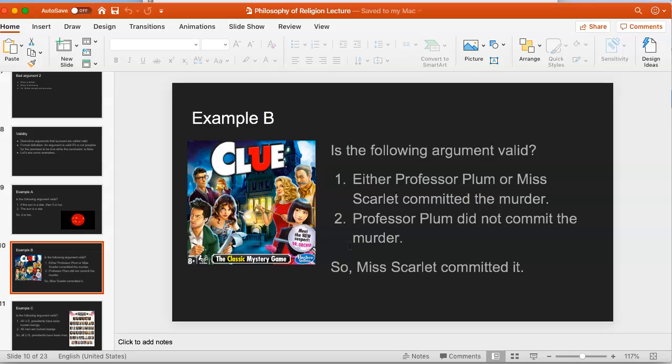Again, seems fairly straightforward. The first premise gives us two options. The second premise rules out the first of the two options, and so it follows that Miss Scarlett committed it. The second option is correct. So that's clearly valid.